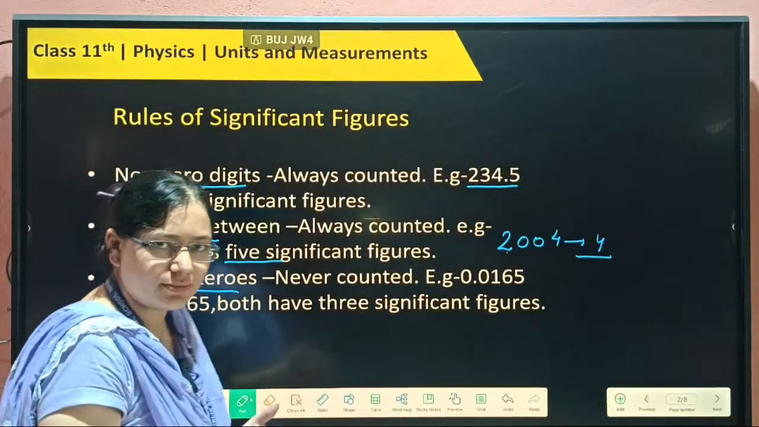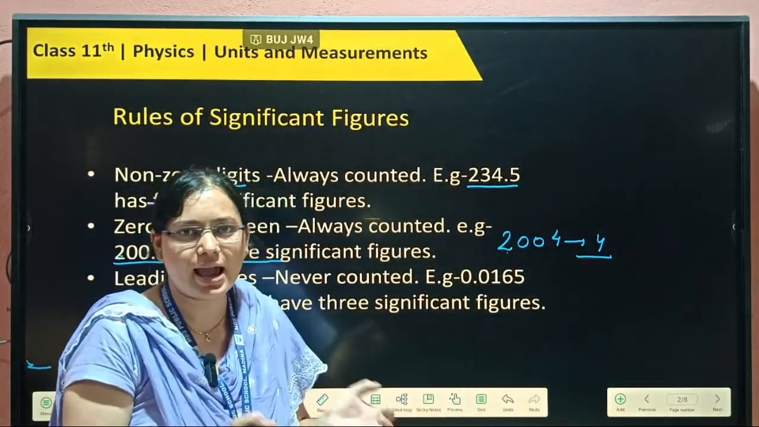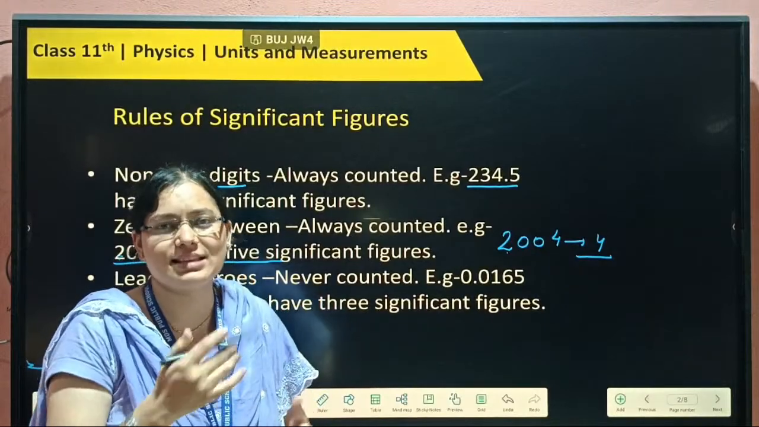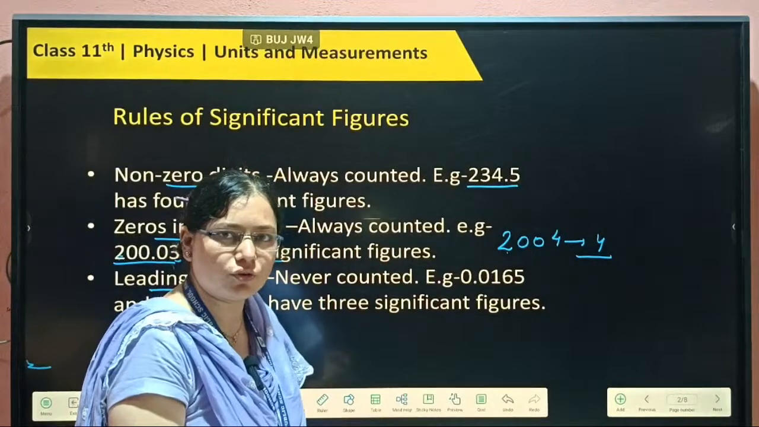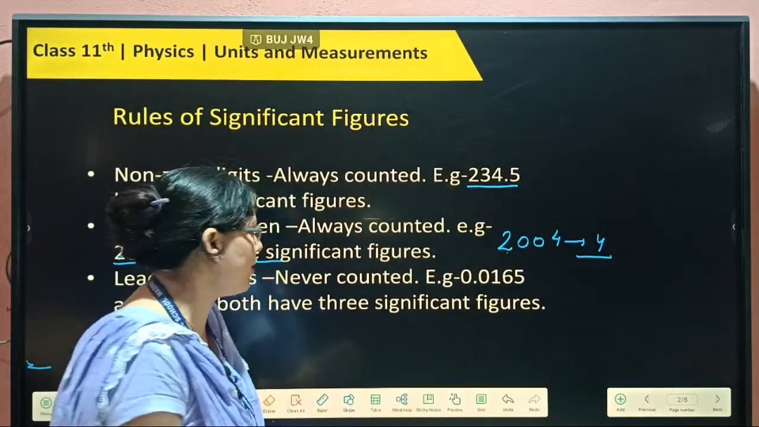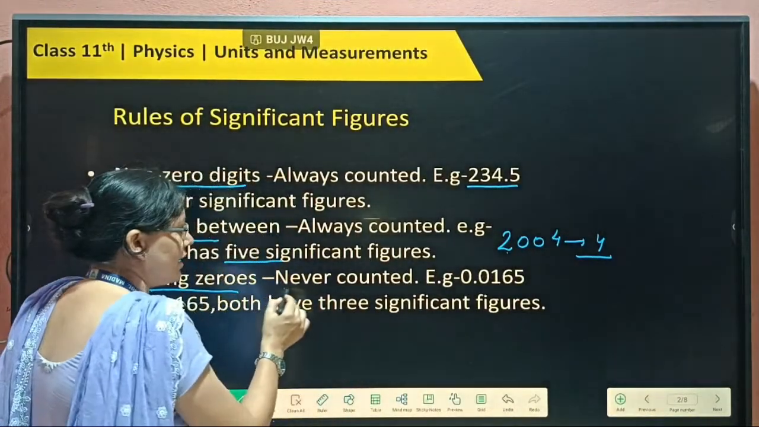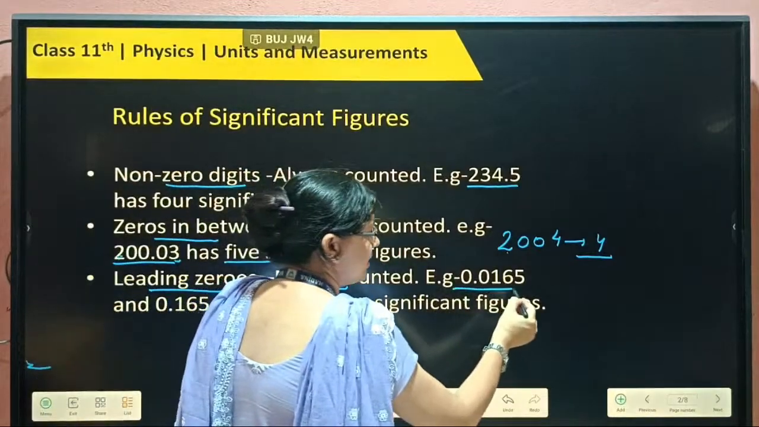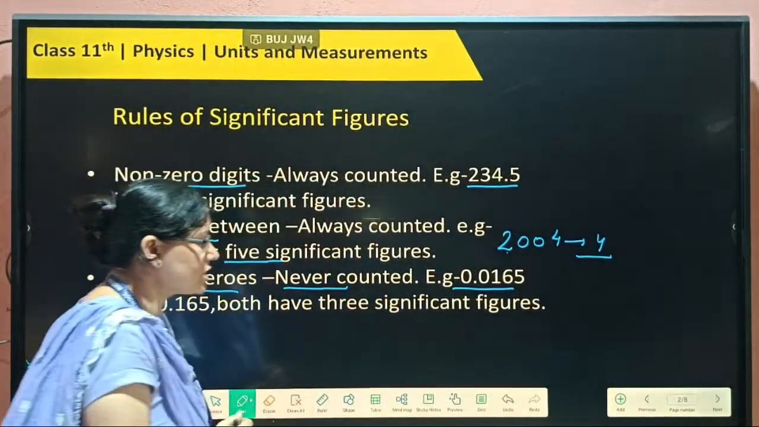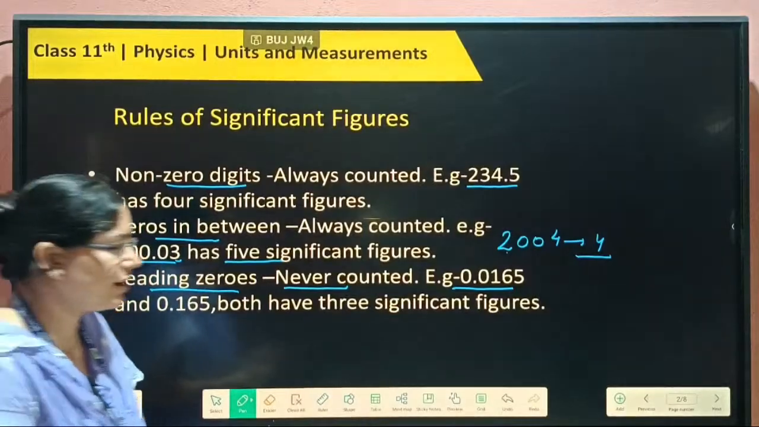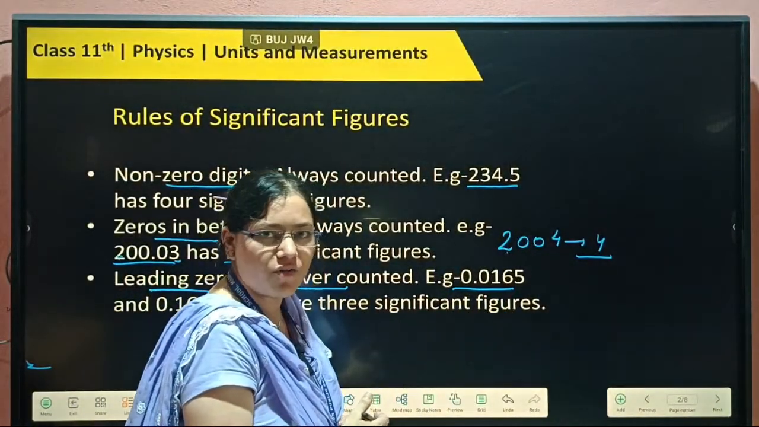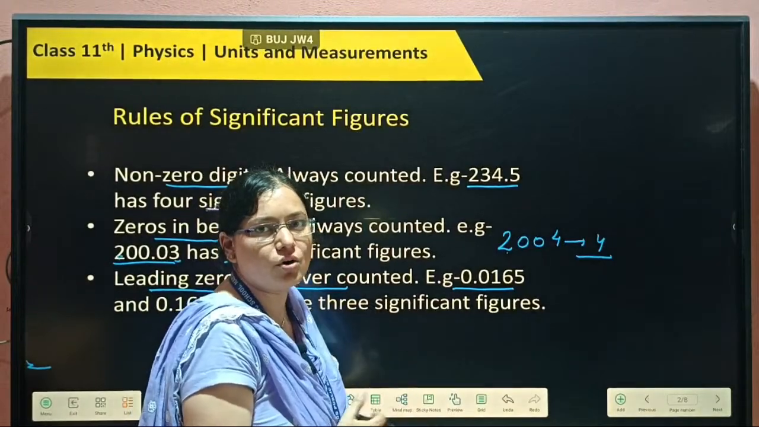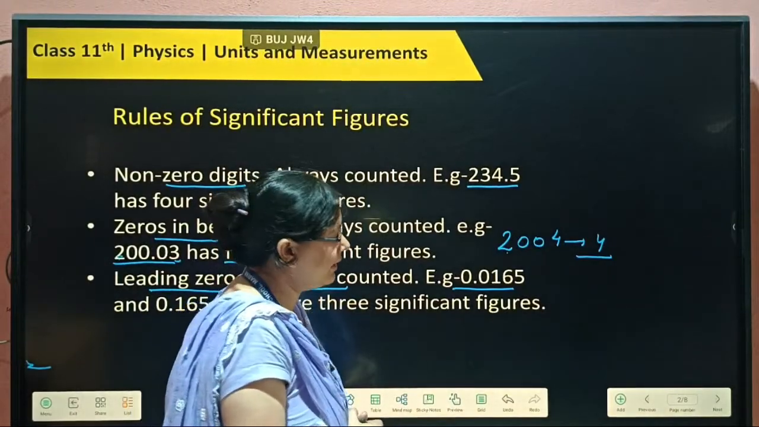Okay, a leading 0 means any 0 in front of a number, on the left-hand side of the number. We will not include it in the significant figures. For example, leading zeros are never counted. Take this one, written 0.0165. Here, in front of 165, any 0 on the left side of the number will not be included in our significant figures.